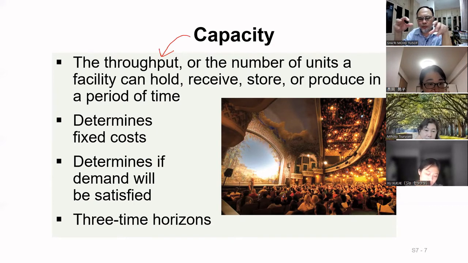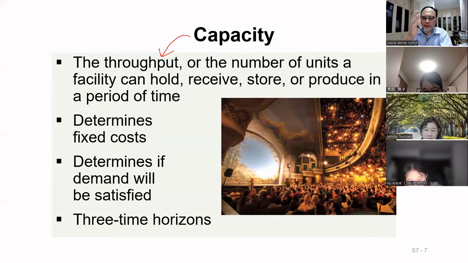Capacity is the throughput. What do you mean by throughput? Miyoko, any idea? Okay, maybe. If Toyota has a factory in Nagoya that can produce 2,000 units in one day, they plan 2,000. After 1 hour, say 2,000 divided by 10 hours of working, that's 200 units. So that 200 units is called the throughput. Once you make it, it's the throughput.